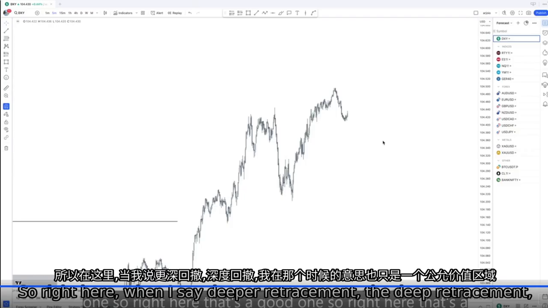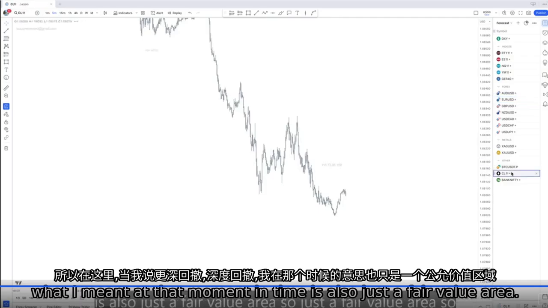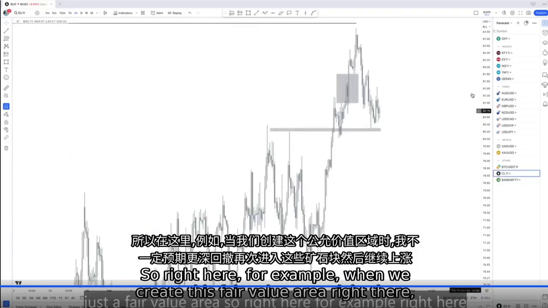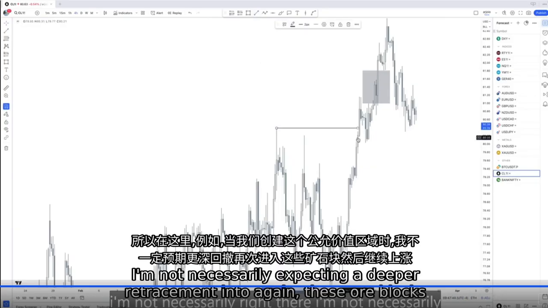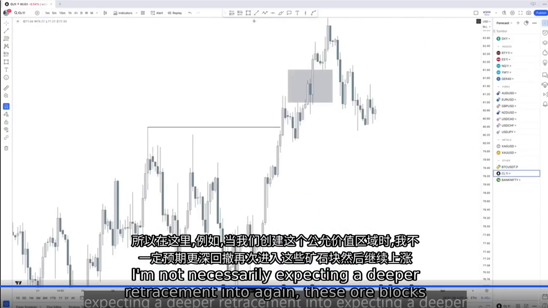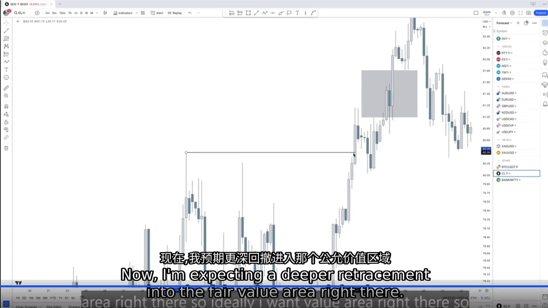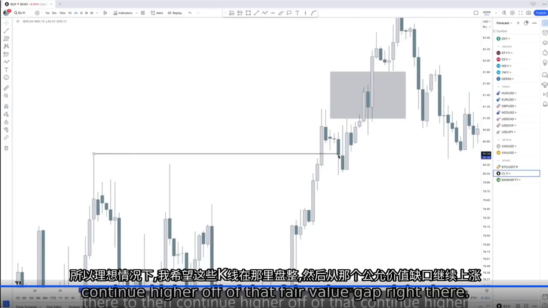That's a good one. When I say deeper retracement, what I meant at that moment in time is also just the fair value area. So right here, when we create this fair value area, I'm not necessarily expecting a deeper retracement into these order blocks to then continue higher. No, I'm expecting a deeper retracement into the fair value area right there. Ideally, I want these candles to be sort of consolidations to then continue higher off that fair value gap.